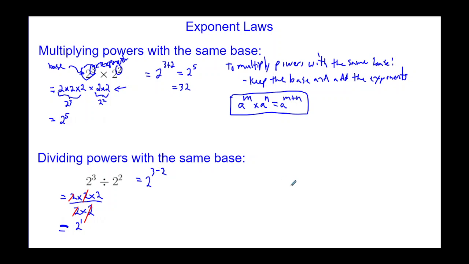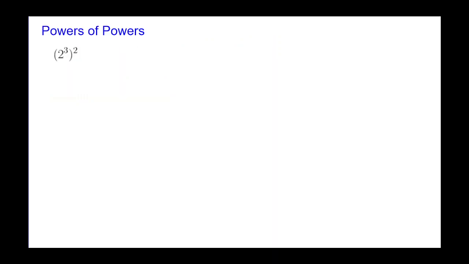So similarly to what we had before, when we're dividing powers with the same base, we keep the base and subtract the exponents. Keep the base and subtract the exponents. And again, if you wanted to, you could write a statement similar to this one: to divide powers with the same base, keep the base, and subtract the exponents. So that's how we can divide powers with the same base and multiply powers with the same base. Let's keep going here.